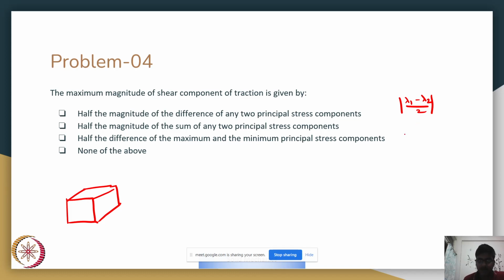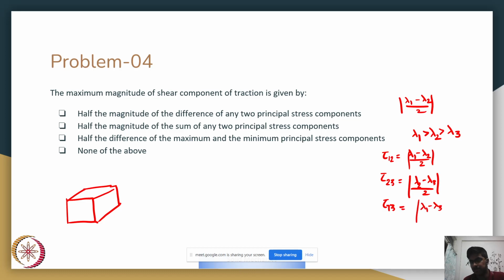Then actually, we have three tau maxes, I think. If you have something like lambda 1 greater than lambda 2 greater than lambda 3, then you will have three shear components arising. Say tau 1 2 is lambda 1 minus lambda 2 by 2, tau 2 3 is lambda 2 minus lambda 3 by 2, and tau 1 3 is lambda 1 minus lambda 3 by 2. So these are the magnitudes that we get out of these three.